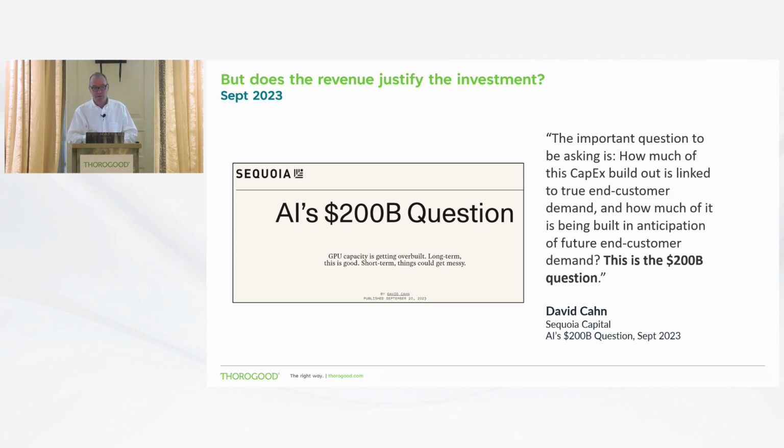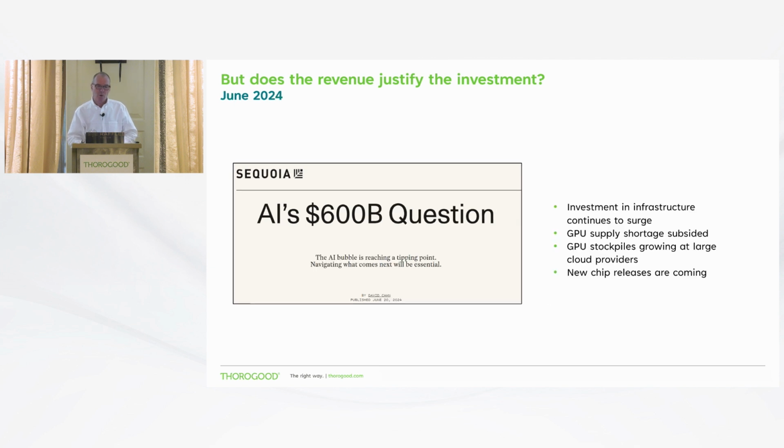So you can read the thing there. The important question to be asking, how much of this CapEx build-out is linked to true end customer demand, and how much of it is being built in anticipation of future end customer demand? Now, this comes very relevant when we get to our bit, your bit of the value chain here. But I'll just build on one more.